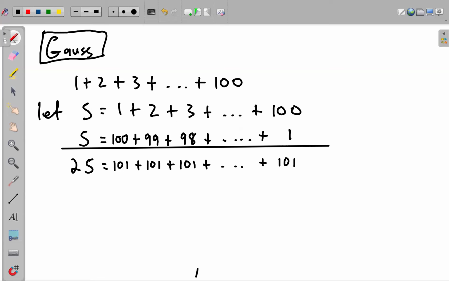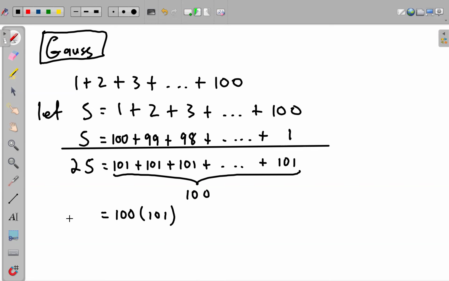But then Gauss thought to himself, but how many 101s am I adding here? And he figured, oh, I'm adding 100 numbers. So I'm surely adding 100 101s. So if I'm adding 100 101s, it means I can just multiply 100 by 101. And then this is 2S. But because I'm solving for S, I can divide both sides by 2. Then I will get 50 times 101.